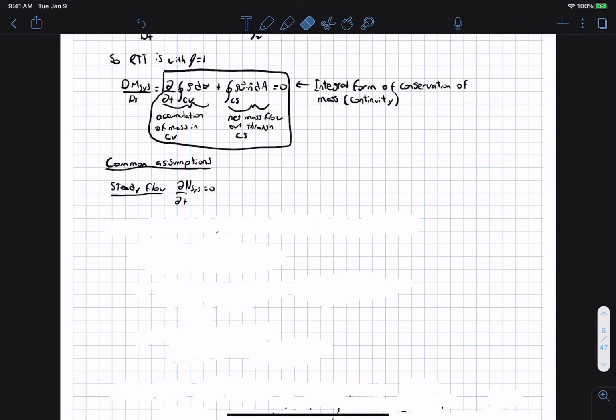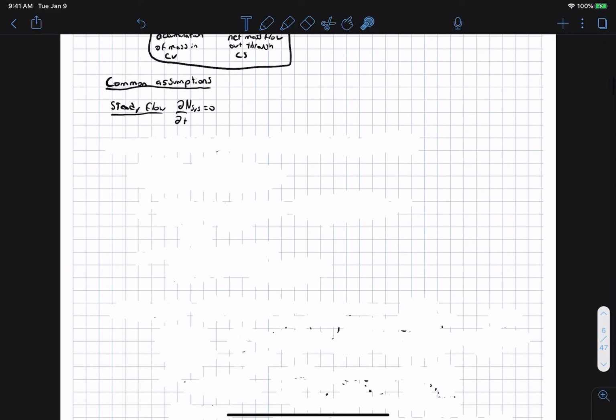There's steady flow. That just means that the partial derivative of eta in the system, or the control volume, is equal to 0. That basically means we can drop out that term. And I expect you to show that every time. You can do incompressible flow. That basically means, most of the time, that the density is equal to a constant, but that's not always the case.